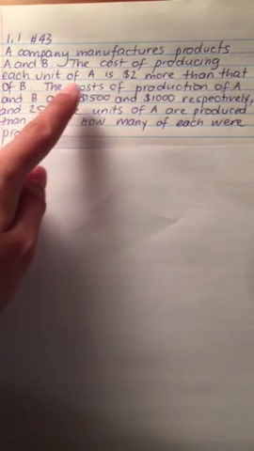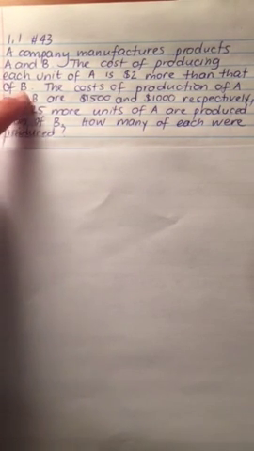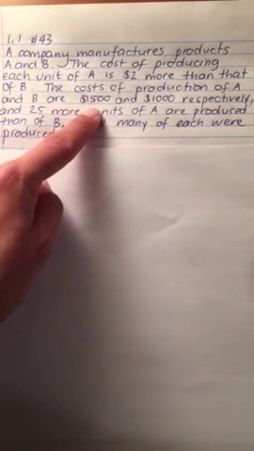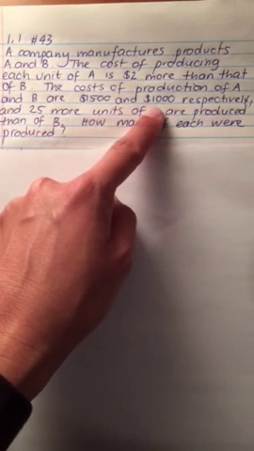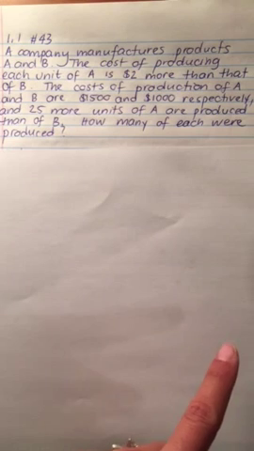So the cost of producing each individual calculator is $2 more than producing each individual ruler. Makes sense, calculators are more expensive than rulers. The cost of production of the calculators in total, like when you make all of them, is $1,500. And to produce all the rulers together, it cost $1,000. And 25 more calculators are produced than rulers. More people want calculators than rulers, surprise, surprise. And we just want to know how many of each were produced.